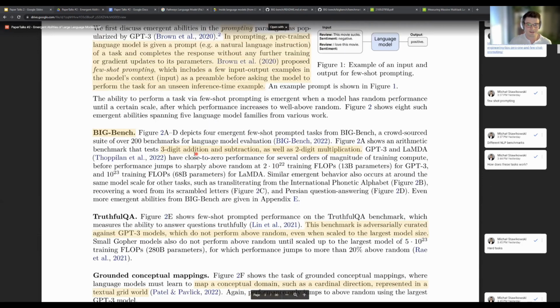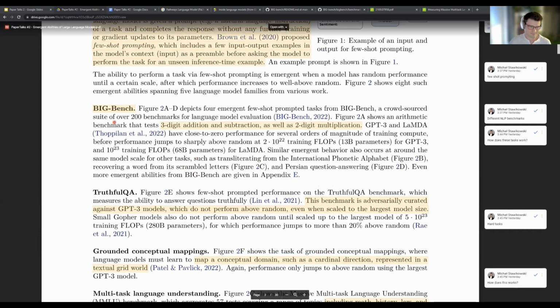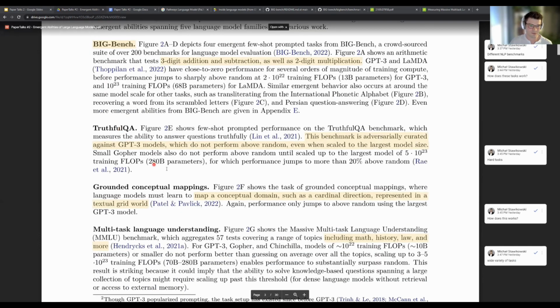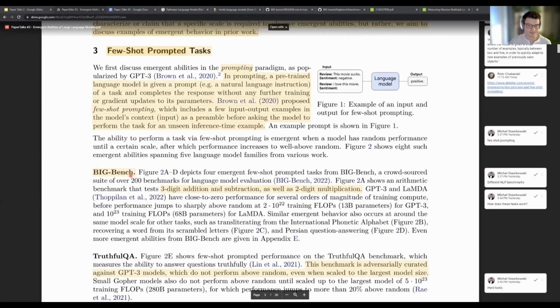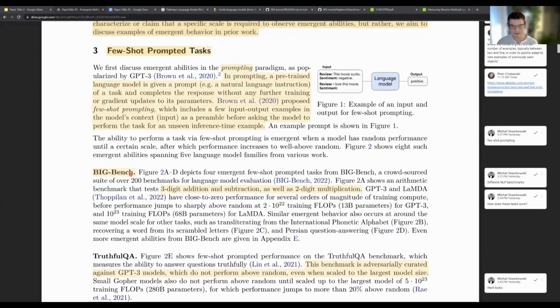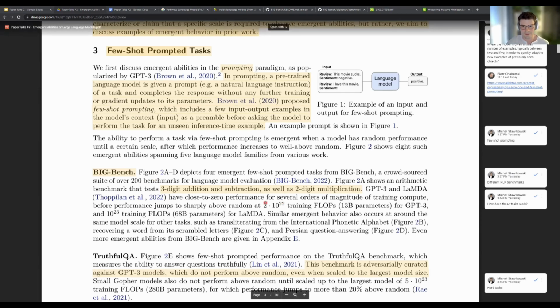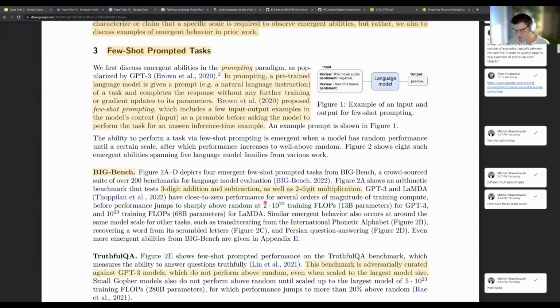And here the authors are using some groups of these tasks. And first is actually BIG-bench. There are a lot of different tasks in this benchmark. For example, 3-digit addition and subtraction, as well as 2-digit multiplication, which I found very interesting, that language models actually solve mathematical problems.